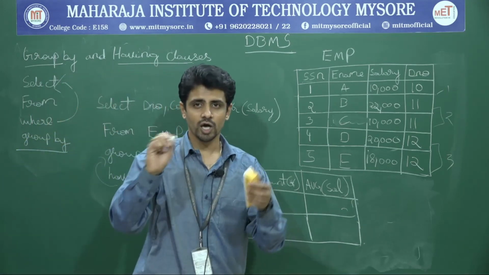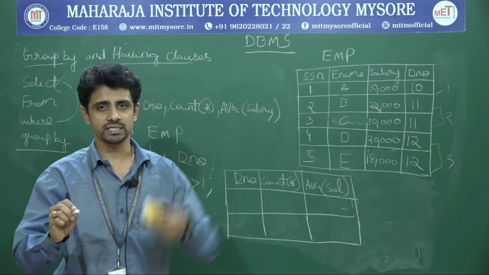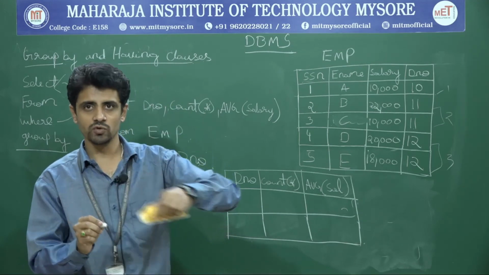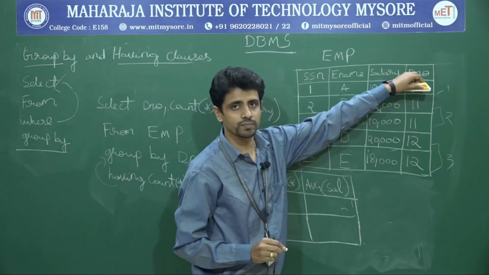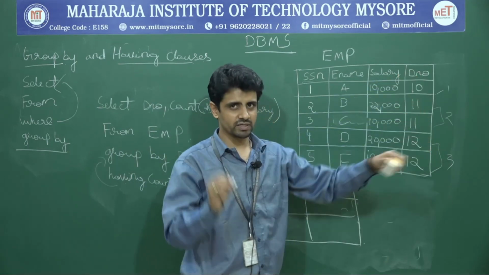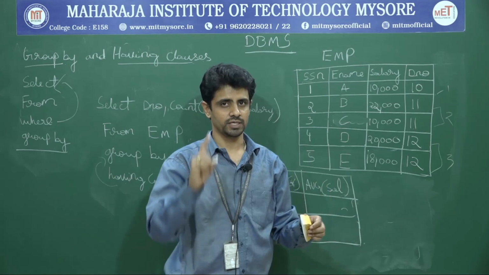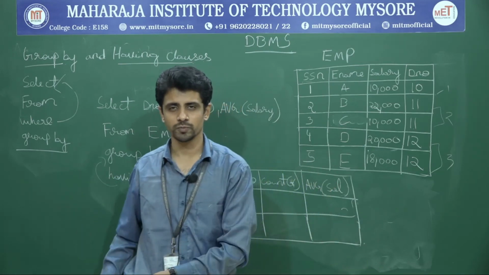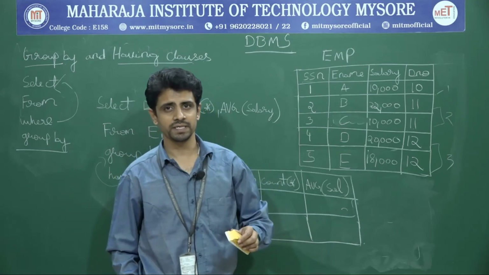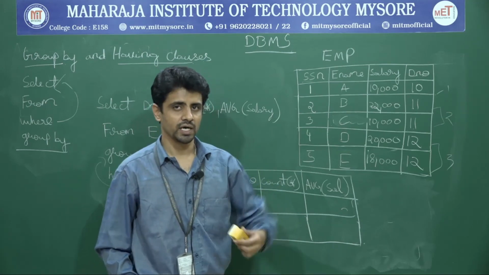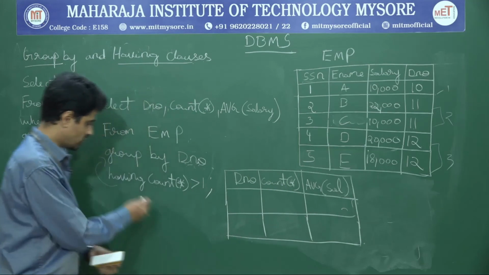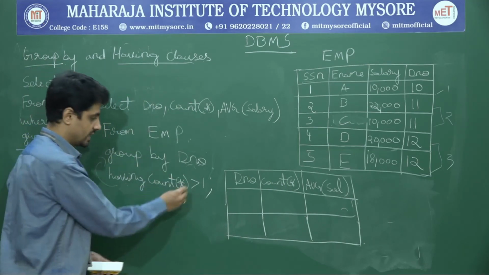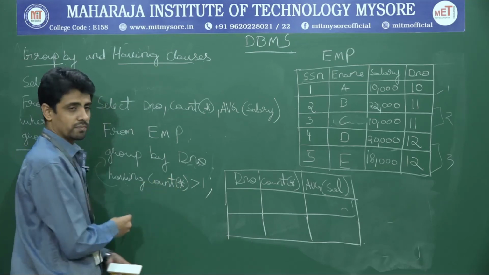So having count of star, count indicates the number of times the value is present inside this group. Groups are created with identical values: 10 all one group, 11 all one group, 12 all one group. Now how many times 10 has been repeated should be checked by a condition. That is what having does for us. So having count of star greater than 1, so 10 is not selected.